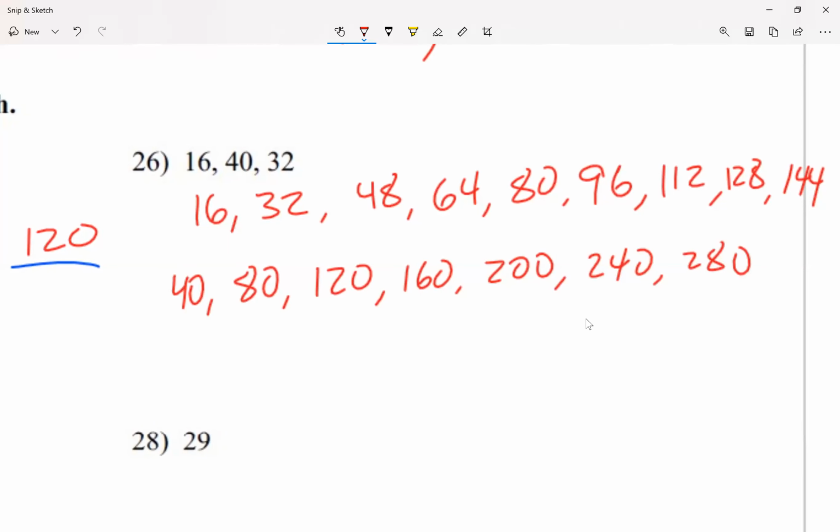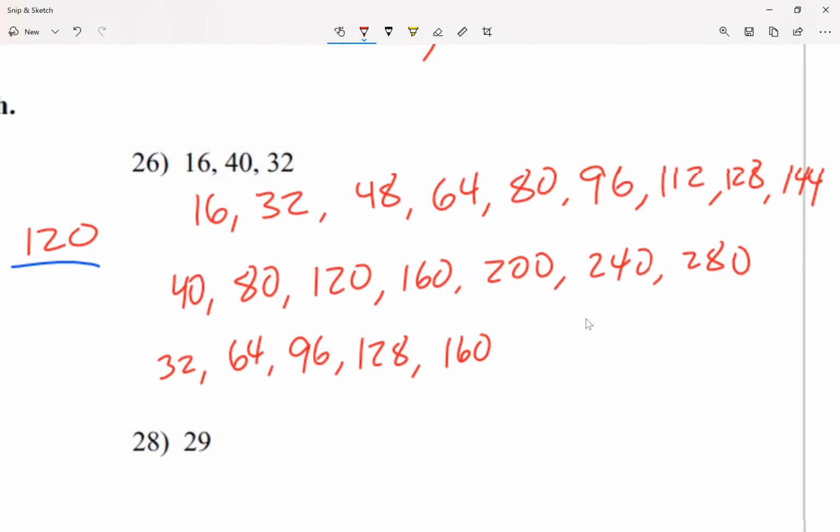Now let's start with 32, right? I'm going to find some multiples of 32. So I'm going to start with 32, and then 64, 96, 128, 160, 192, 224, and let me add 256. I started with 32, and each time I was adding 32 more. Or you can do 32 times 1, 32 times 2, 32 times 3, times 4, times 5. Up to you.